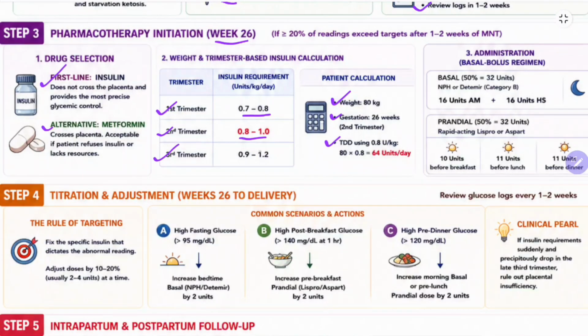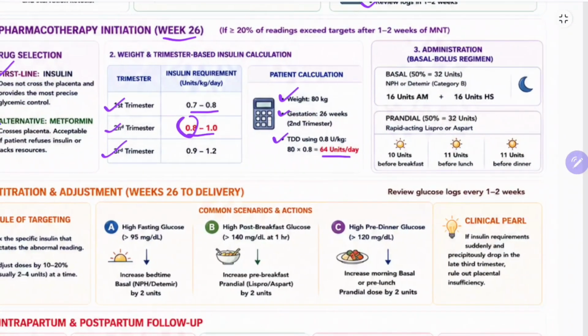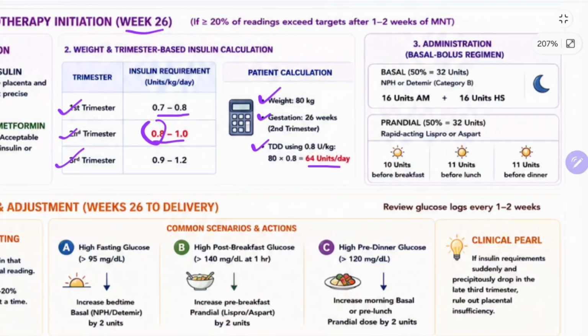So we are starting at the lower side. 0.8 into 80 is 64 units per day. Now we have learned this one: basal insulin should be 50% and 50% should be before food. So it is 30 units. So 60 units should be given in the night and 60 units should be distributed among the 3 meals.